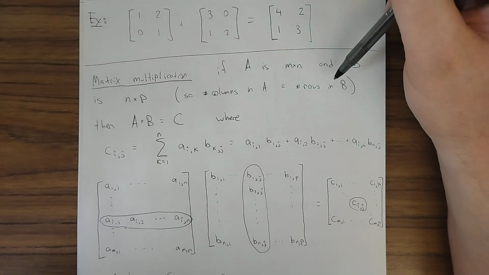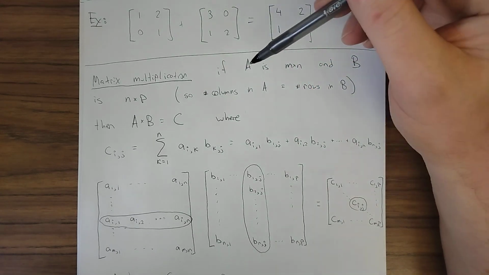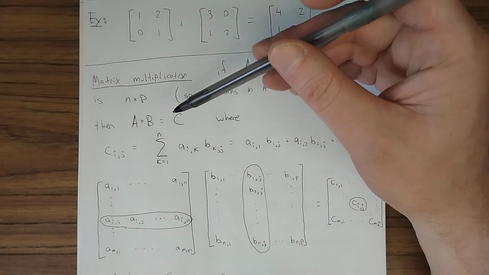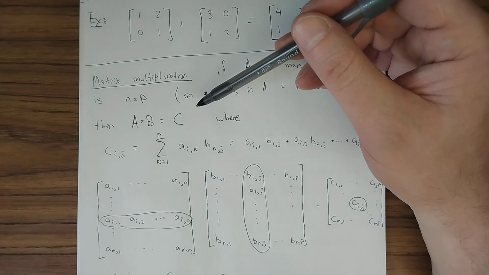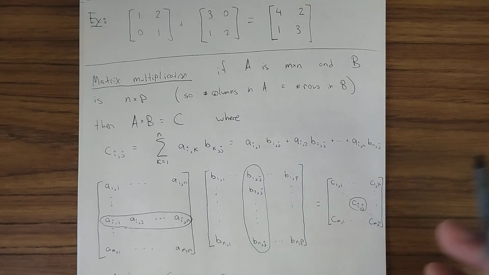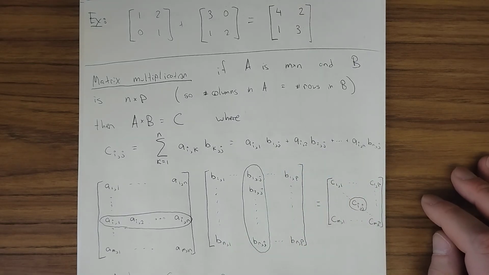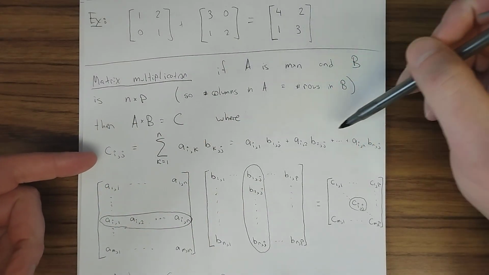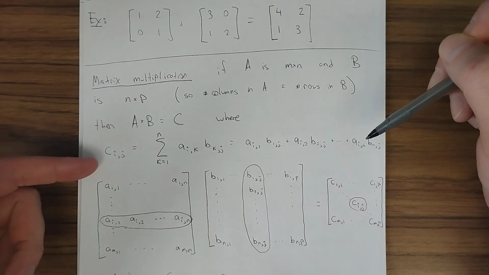So, assuming that the number of columns of A and the number of rows of B is the same, then here's how we do the product, A times B. This is a formula for it. This is maybe not the easiest to understand, so let me explain more mechanically or visually what you do.